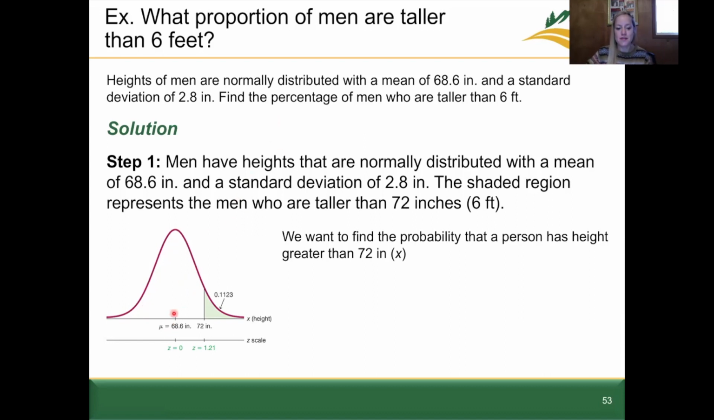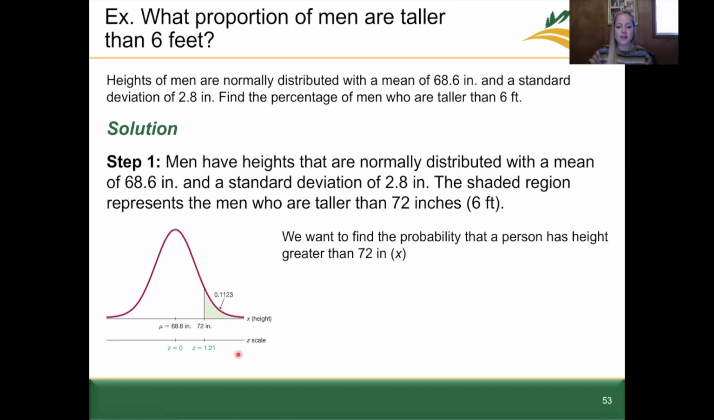Well, we have our mean value. We want to know taller than 6 feet or 72 inches in height. So then we shade in the region to the right. We want to know the percentage of men who are taller than 72 inches, so we shade in this region specifically. So as far as X values, we want to know the percentage of men who are taller than 72 inches, which is our value of X.